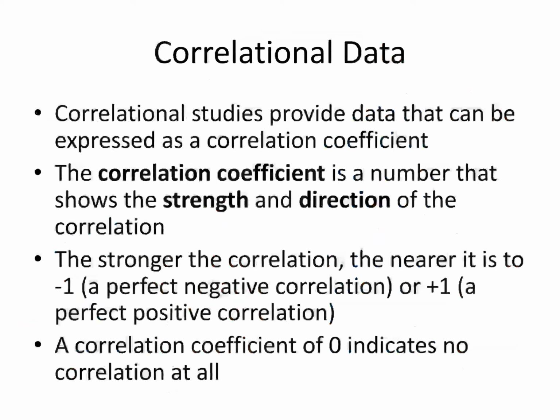Remember, correlational data is really useful because it provides us with a correlation coefficient, which tells us, again, in a numerical form rather than a graphical form, the strength and direction of a correlation. So just to remind you, the stronger the correlation, the nearer it is to either -1 for a perfect negative correlation, or +1 for a perfect positive correlation. 0 would indicate no correlation at all. So if we see a negative, we know there's a negative correlation, positive, positive correlation.